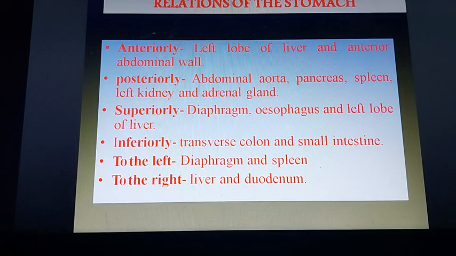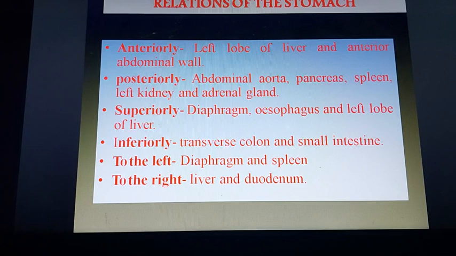And coming to the superior relations, we already discussed the anterior and posterior relations. Next, the superior relations are the diaphragm, esophagus and left lobe of liver. Next, coming to the inferior relations, inferiorly it is related only to the transverse colon and small intestine.